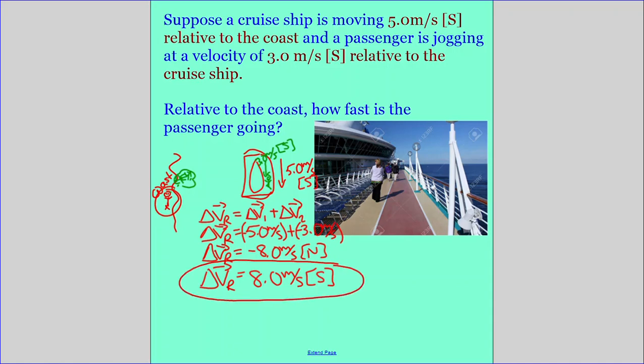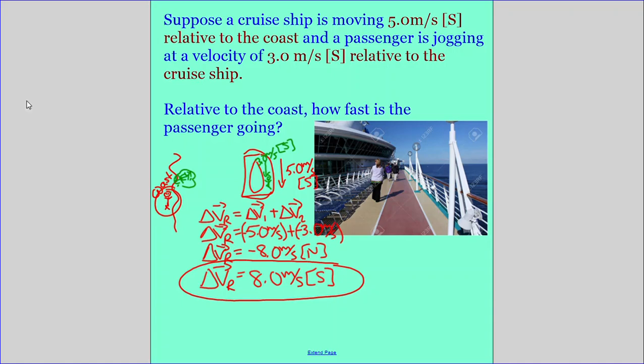So heading in the same direction, from the coast perspective the person is seeing the passenger on the cruise ship look like they're traveling faster than the boat's moving, because they're running at an additional speed to what the speed of the boat is already going in the same direction.